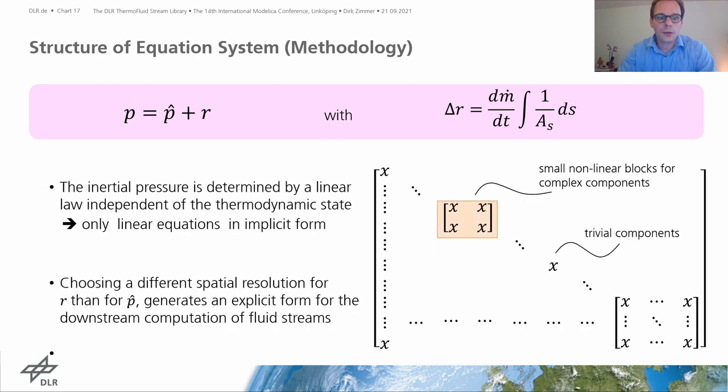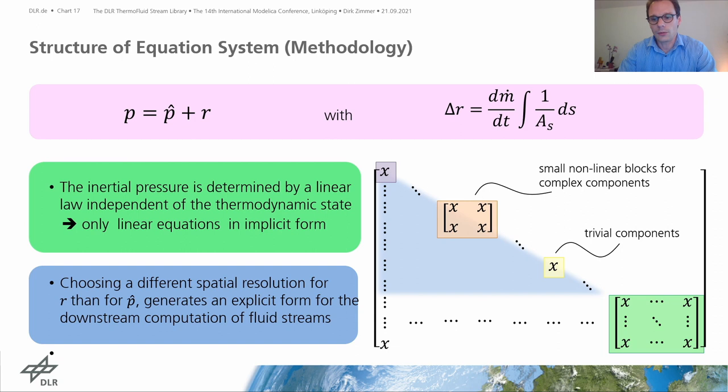And we can exploit this fact by putting all the equations for the mass flow acceleration into a linear implicit form, as indicated by the green rectangle on the right. If you then choose to use the steady mass flow pressure P hat for your thermodynamic state computation, you can bring all the remaining equations into an explicit form. Essentially, you compute your components from source to sink in a downstream fashion.